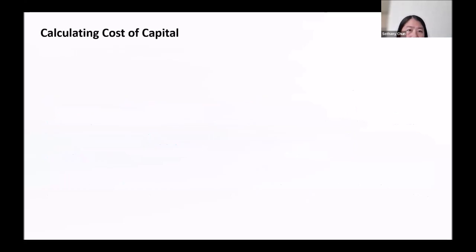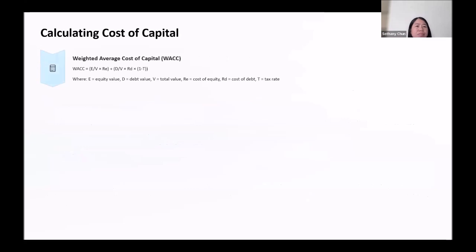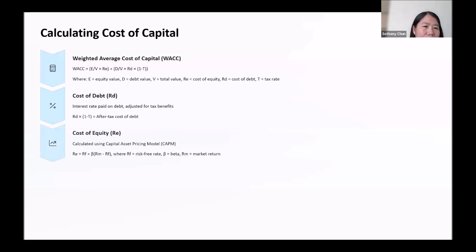Let's understand some calculations about the cost of capital, identified as follows. Number one is the weighted average cost of capital, called WACC. For the WACC, we need to know the equity value, the debt value, the total value, the cost of equity, the cost of debt, and the tax rate. The cost of debt is the interest rate paid on the debt, adjusted for the tax benefit. The cost of equity is calculated using the capital asset pricing model, called CAPM, which we need to understand.